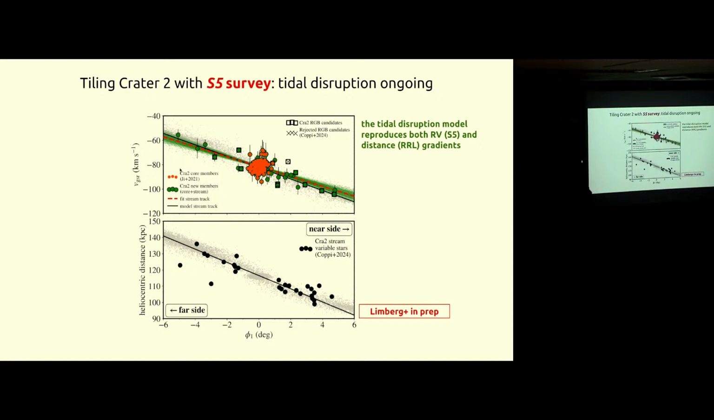So this is basically what happens, and this is exactly what you expect from tidal disruption, is to find these velocity gradients because the string really is accelerating from one point to the other. Okay, so I mentioned that not only do we measure radial velocities, but we also measure metallicities.